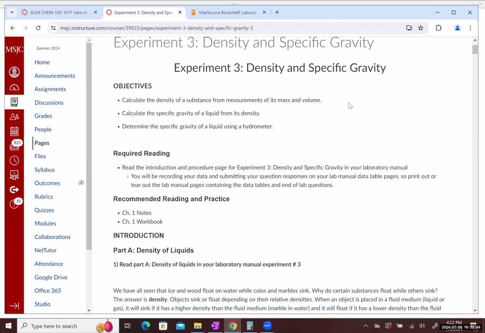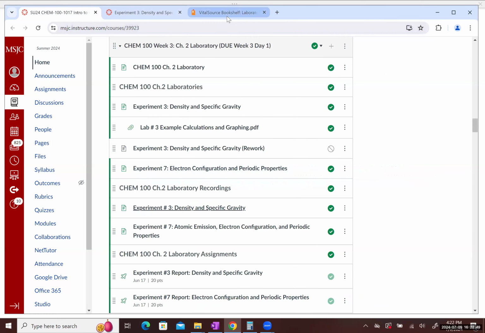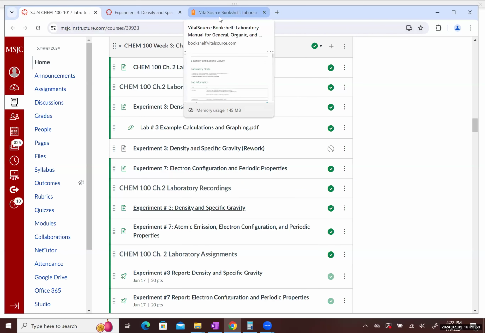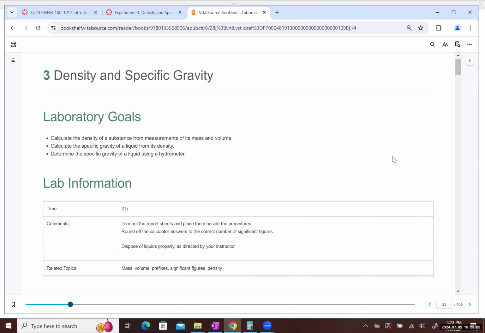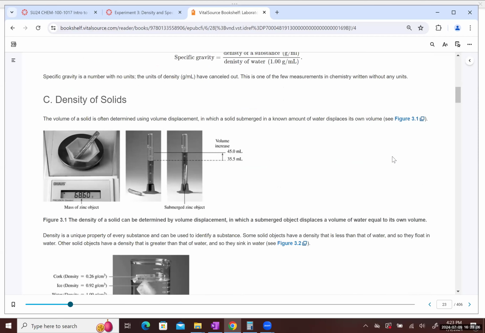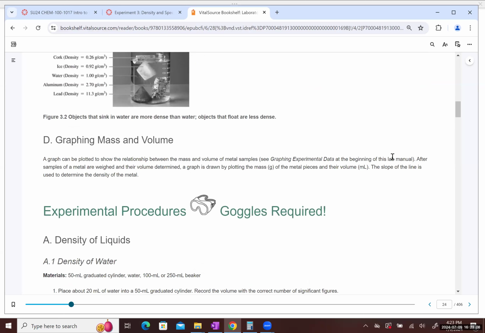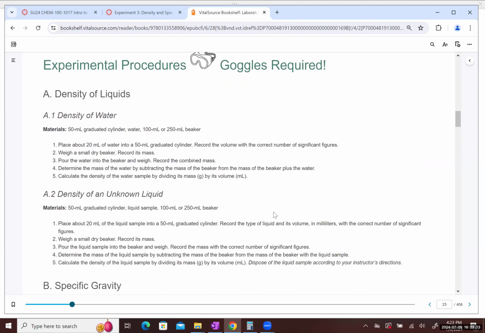So this is what the lab page looks like for experiment 3, density and specific gravity. And let's open up the lab experiment in the lab manual. So this is the starting page for experiment 3, density and specific gravity. Again, as always, there's some introductory information. So you can read over that to get a little bit of insight into the background behind today's experiment. And then there's the experimental procedure, which again, we'll be going through momentarily.